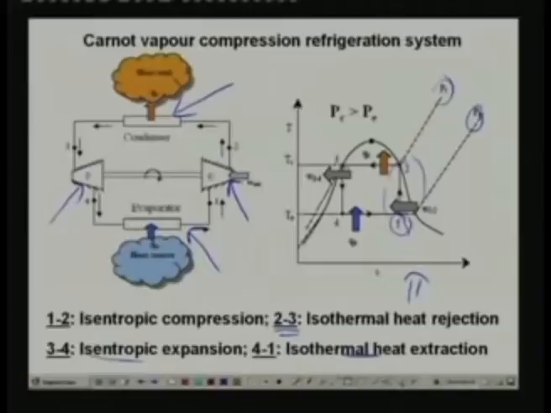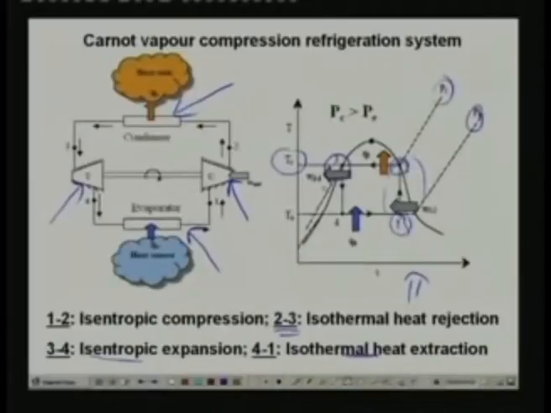Next, the isothermal heat rejection process. During this process the working fluid rejects heat to the constant temperature heat sink at a temperature of Tc, that is the condensing temperature, and during this process the working fluid undergoes a phase change. At the inlet to the condenser you have saturated vapor at point 2 and at the exit of the condenser you have saturated liquid. Okay, so that is process 2 to 3, which is isothermal heat rejection process.